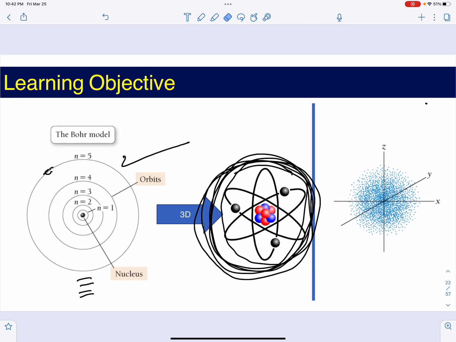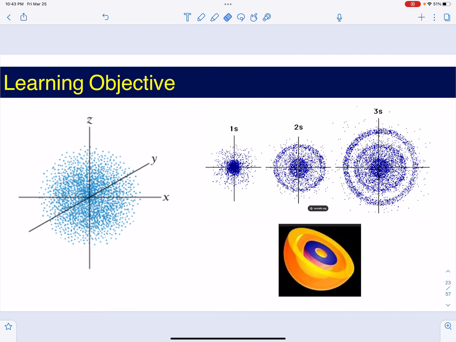Every single dot here is a different period of time where the electron was at that point. It could be anywhere, but we tend to find it most of the time closer to the nucleus, because negative loves positive. We also have to understand that this is a 3D version, so it's not like a flat circle, it's more like a sphere.